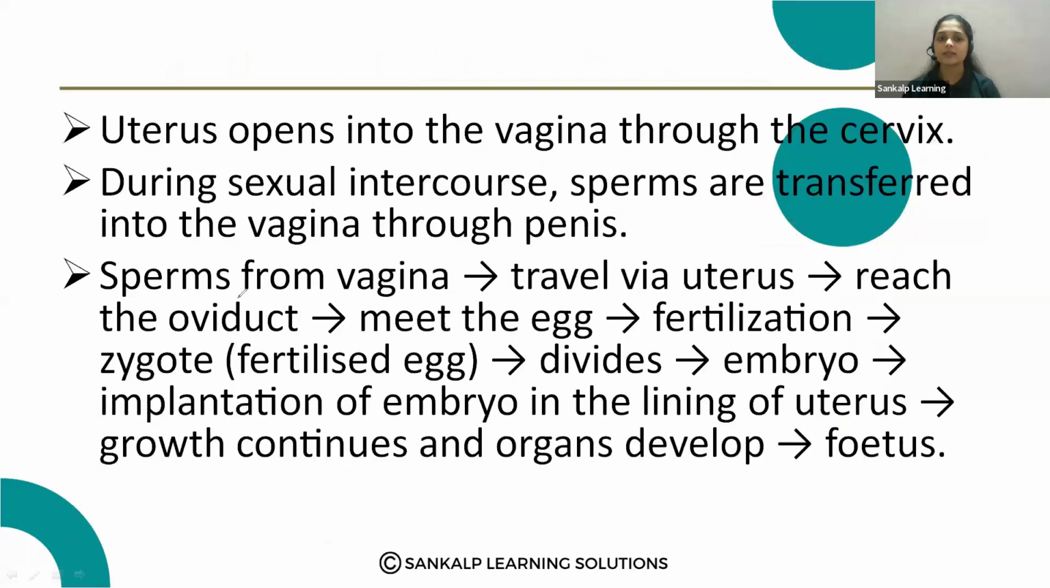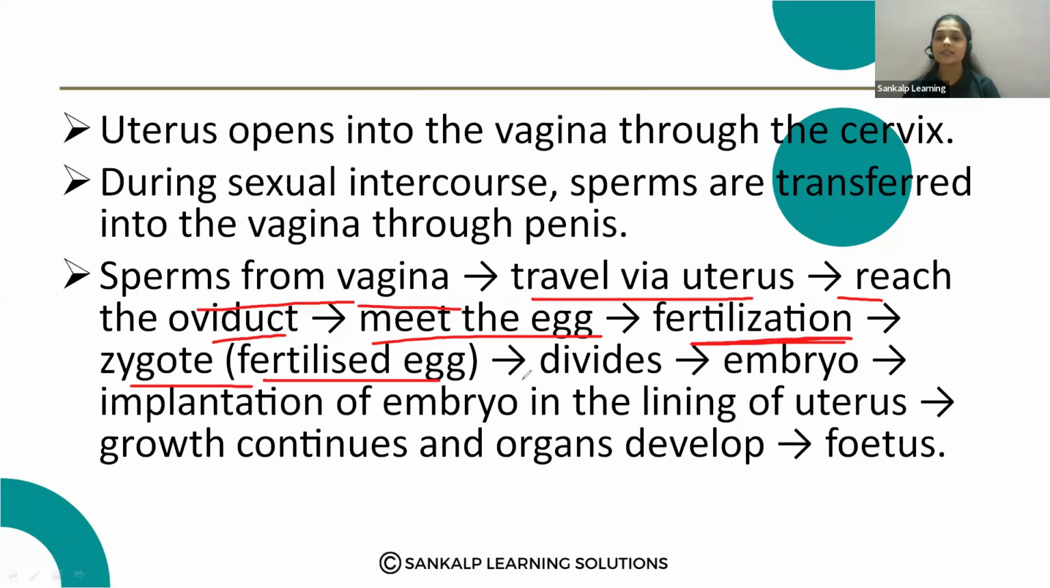Just see the pathway of these sperms, how they enter into the female body. Sperms from the vagina travel via the uterus and reach the oviduct, which is also called the fallopian tube, and meet the egg. Fertilization takes place, and that fertilized structure is called a zygote. That is the fertilized egg.